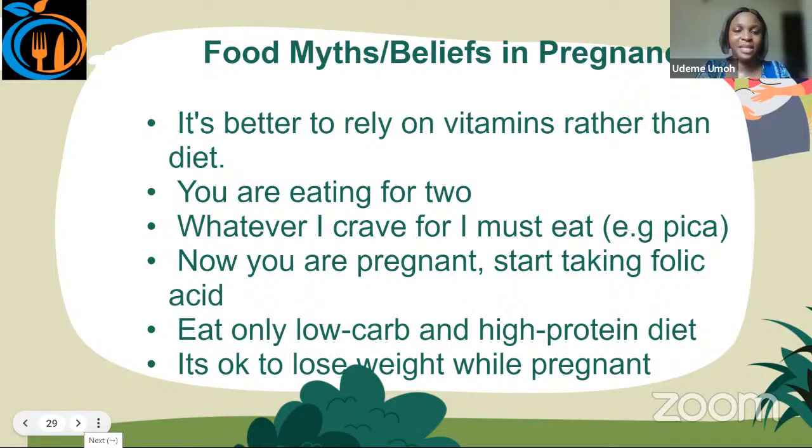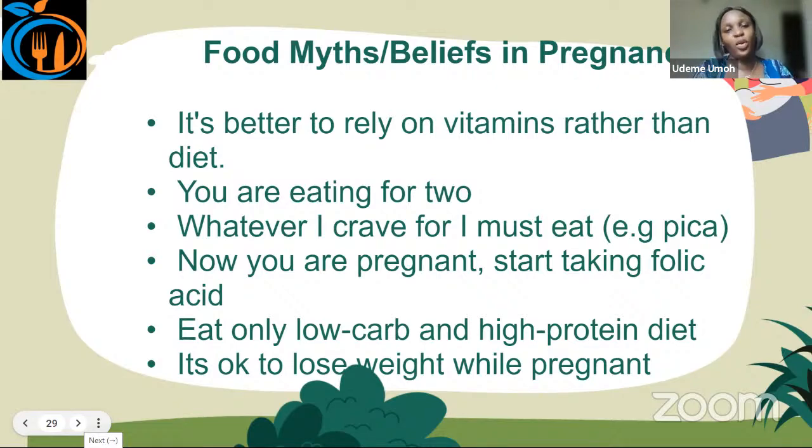Another myth is that now you are pregnant, you now start taking folic acid. I mentioned earlier that you don't start taking folic acid when you are pregnant. It's when you start thinking, before the pregnancy falls on you. Before the pregnancy falls on you, please start taking folic acid.